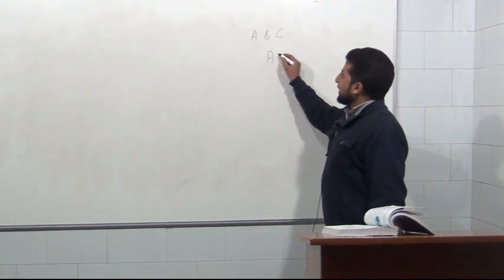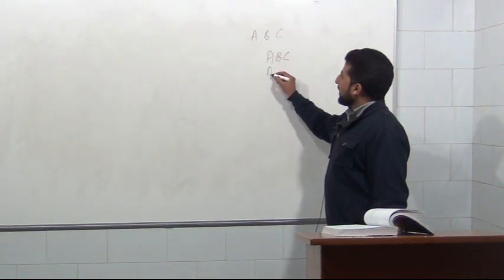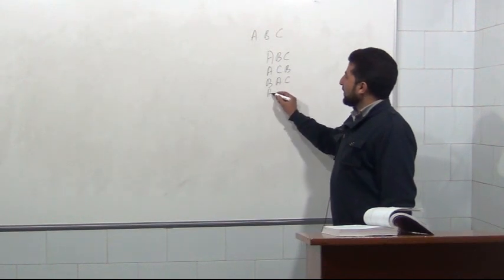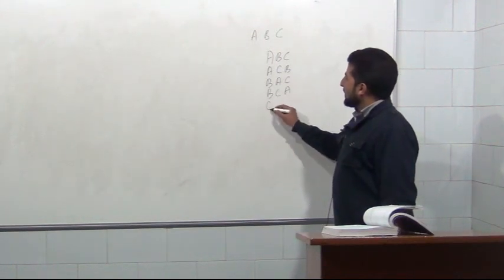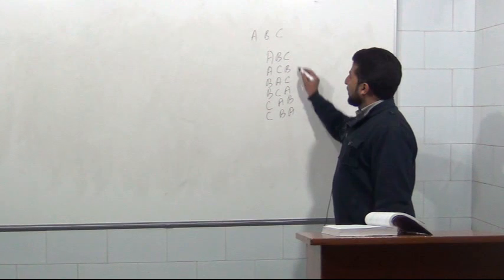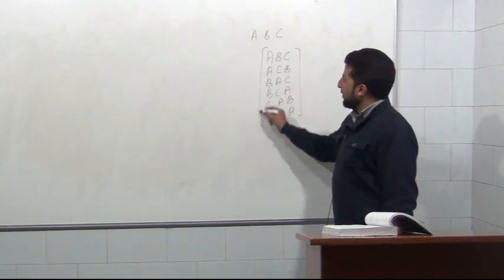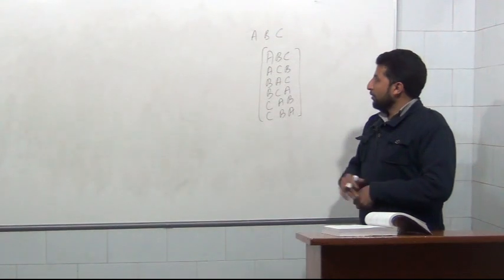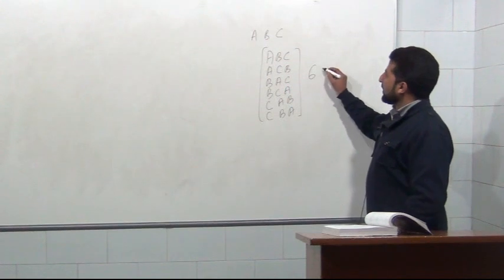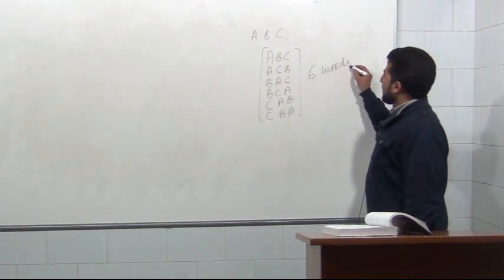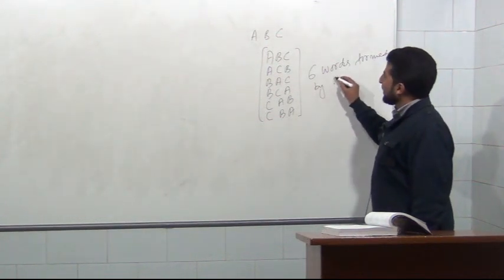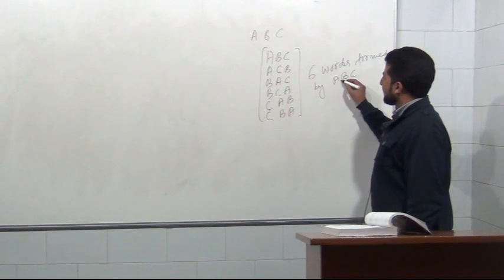You will definitely say it is ABC, ACB, BAC, BCA, CAB and CBA. For just three alphabets, it is easy to find out that we have 6 words formed by A, B, C.